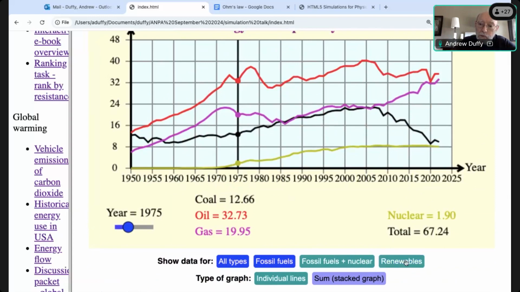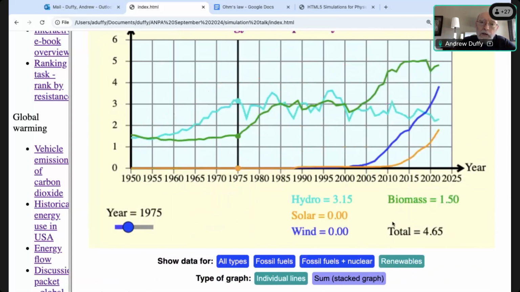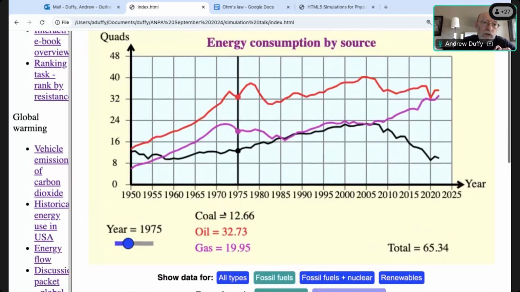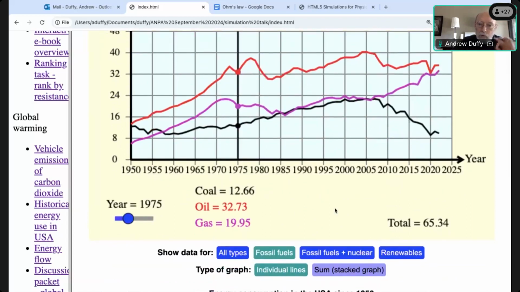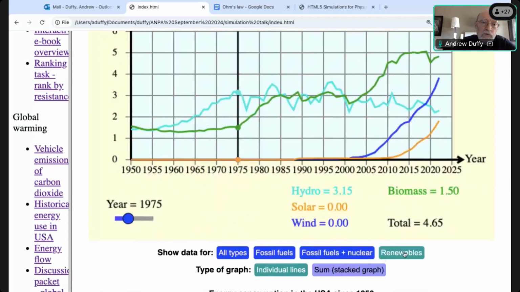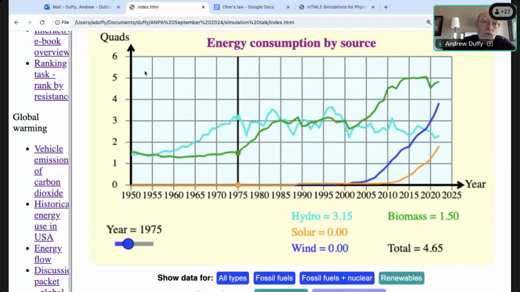What about the renewables? Okay, so renewables are here, and the green one is the biomass. Hydro is pretty flat. Oh, the other thing to notice is that when you move from fossil fuels, this goes up to 48 quads, so you can see the units are completely different. Okay, so we're zoomed in when we get to the renewables. This is just 0 to 6, so we're way down on the scale. So be careful of that.